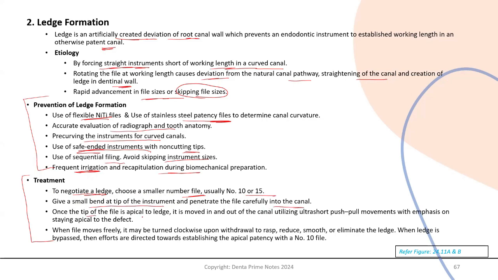Once the tip is apical to the ledge, it is moved in and out of the canal utilizing ultra short push and pull movements, with emphasis on staying apical to the defect. When the file moves freely, it may be turned clockwise upon withdrawal to rasp, reduce, smooth, and eliminate the ledge. When the ledge is bypassed, then efforts are directed toward establishing the apical patency with the number 10 file.